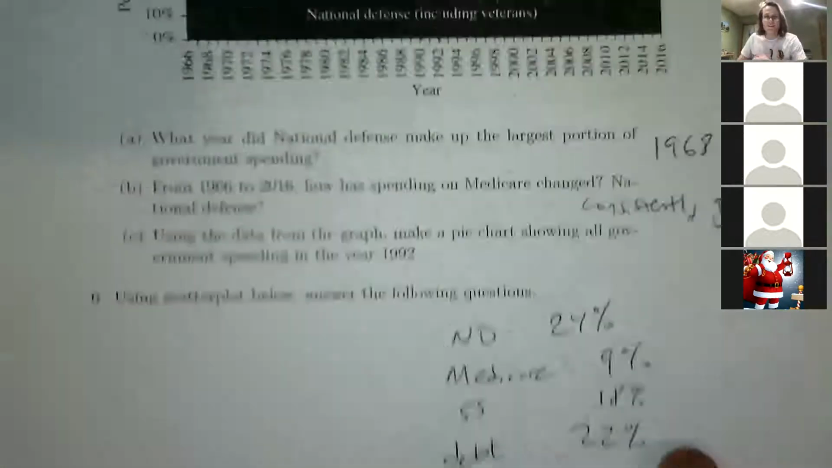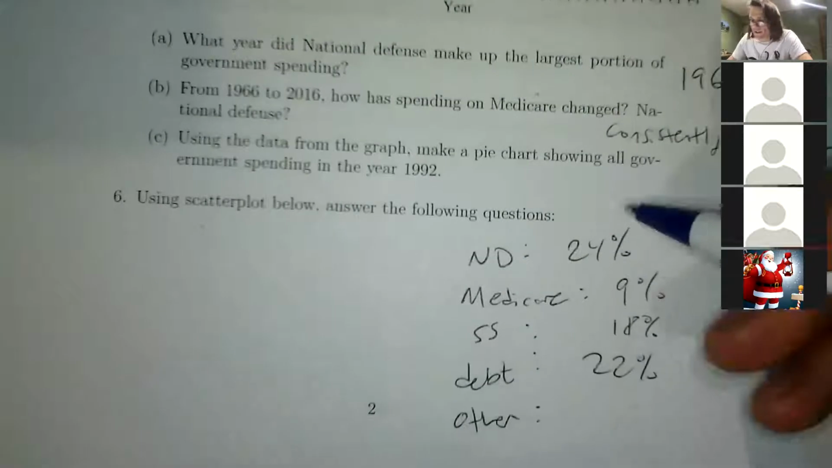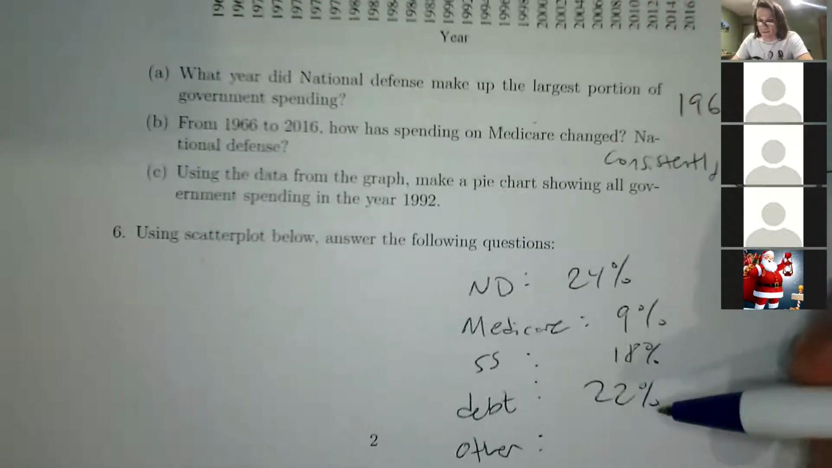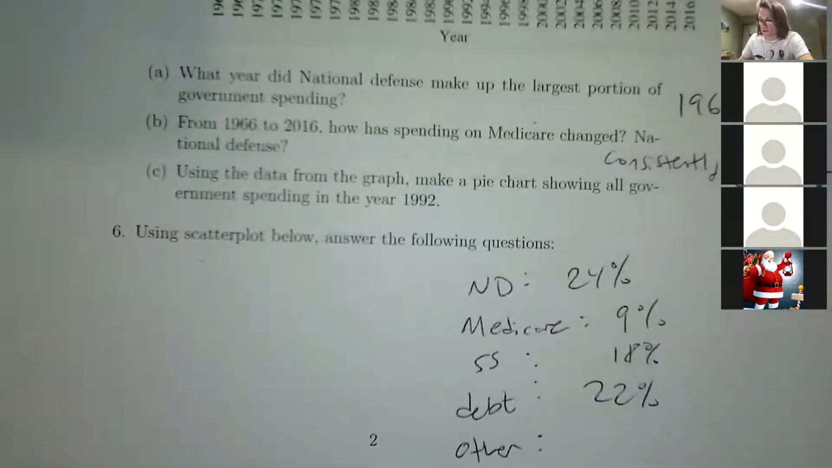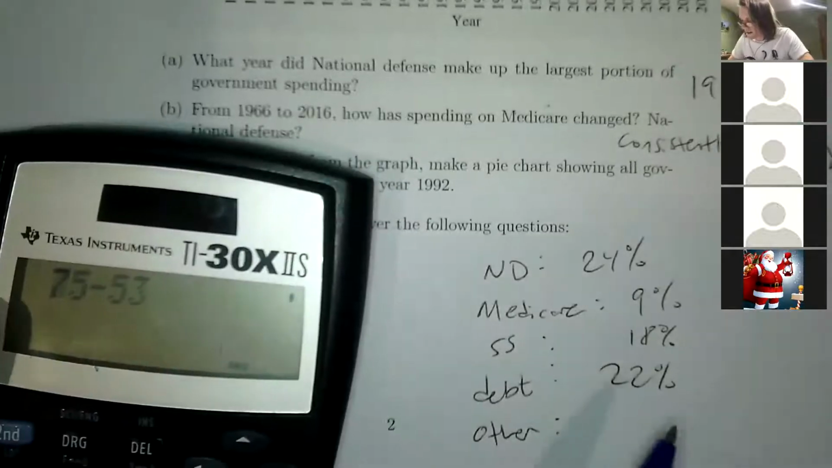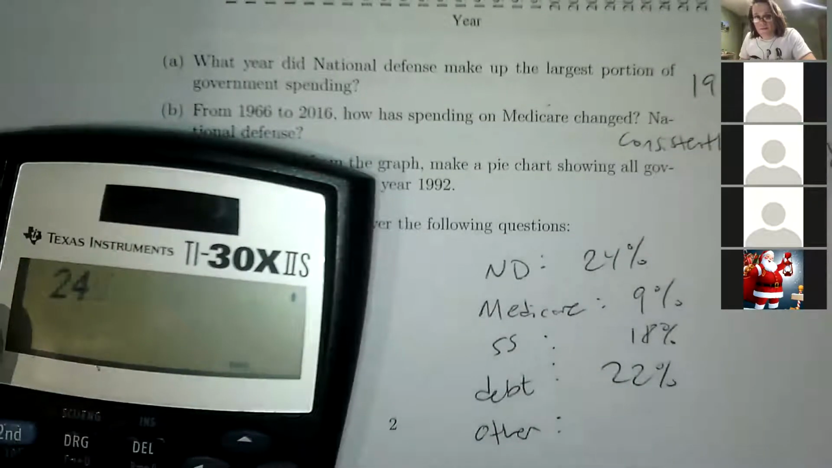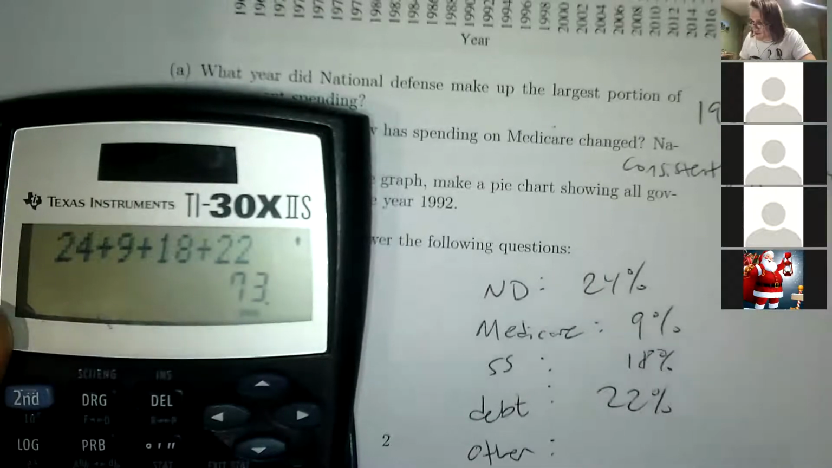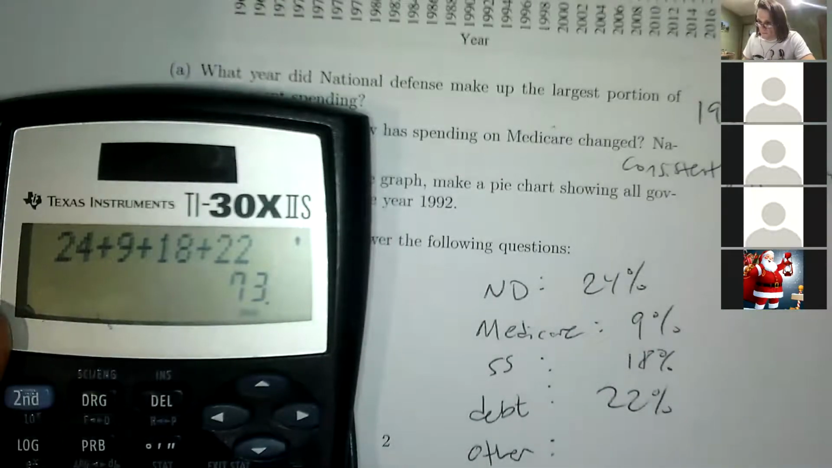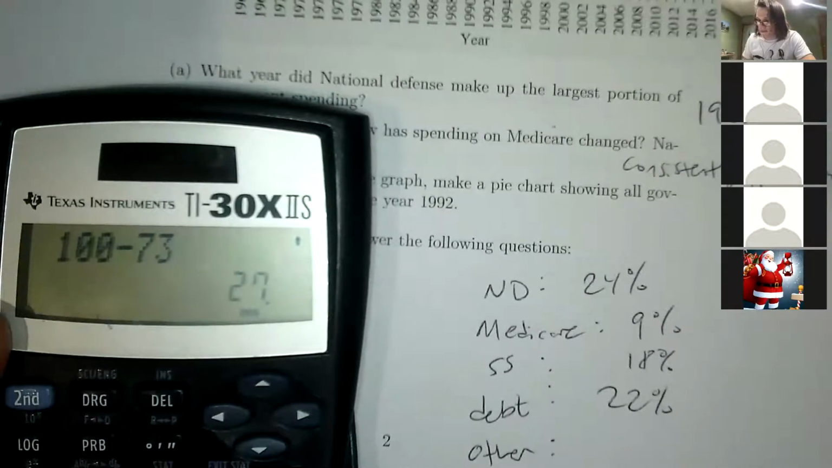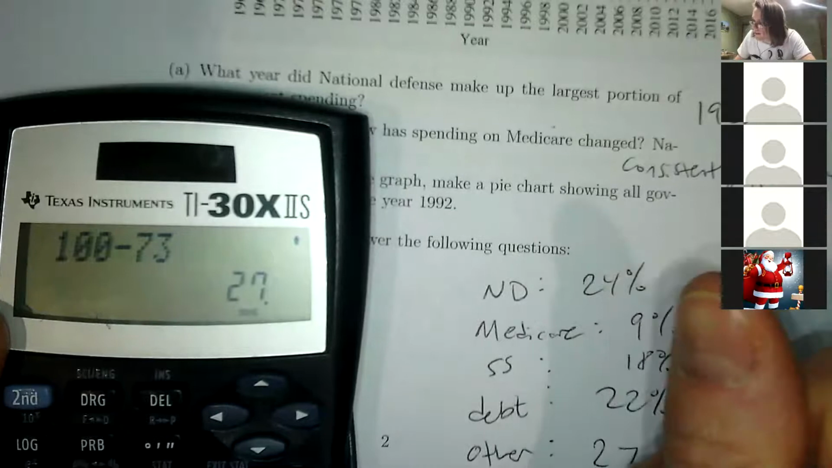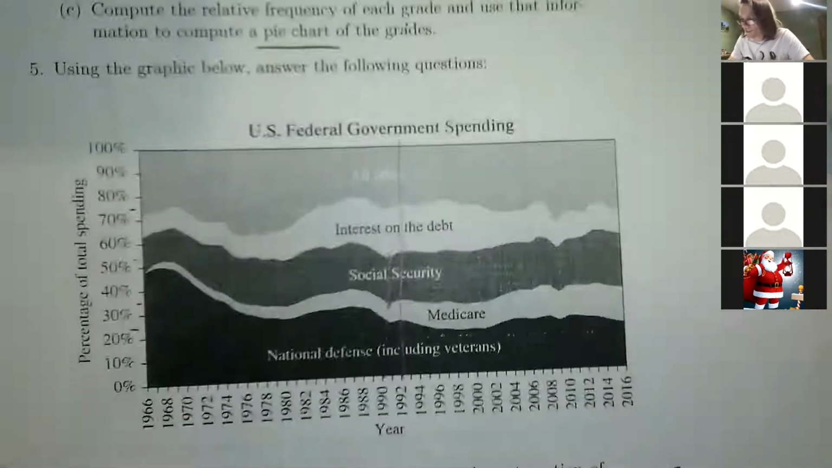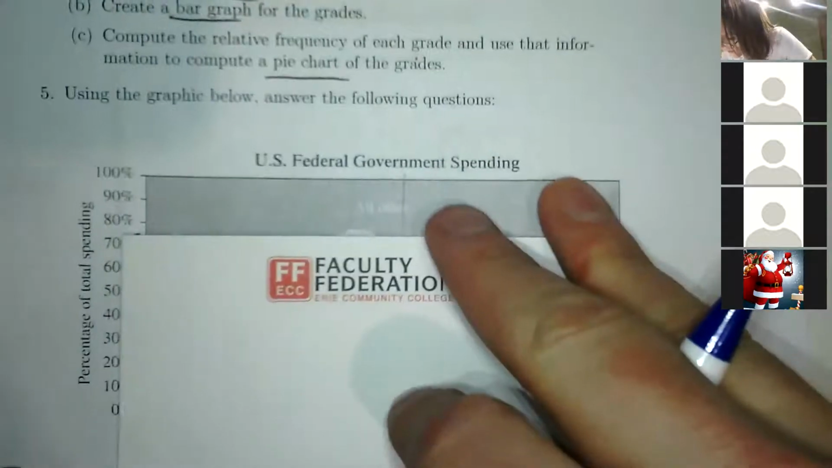All right, so this is what we have so far. What I'm going to do is add them up and then see what we've left. I'll say that's what the other is, and we can check to see how close we are. So 24 plus 9 plus 18 plus 22. So 73 total. And we have 100, obviously, overall. So 100 minus 73 is 27. So with any luck, the remaining amount for other should be about 27. So let's see if we measure it about that.